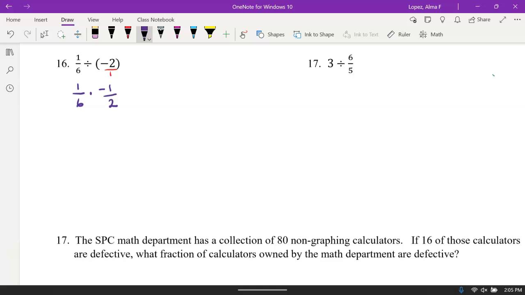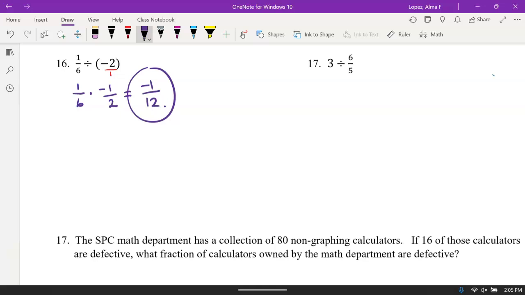Doesn't matter if the negative stayed on the 2 or out to the side. I just prefer to always put a negative fraction's sign on the top. Now look to see if you can reduce within each term or diagonally. And on this one I can't. So I'm going to go ahead and multiply straight across. It is -1/12.